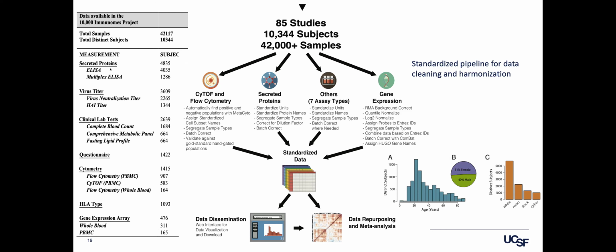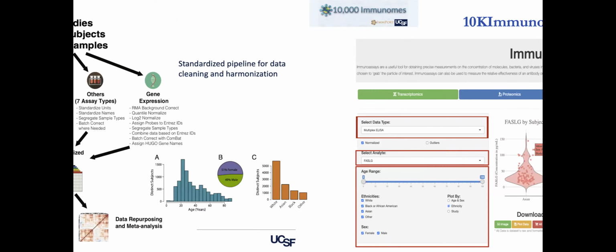So here is the list of the measurement types. As you can see here, in clinical labs, CBCs, metabolic panel. We also had questionnaire, cytometry data, HLA typing, gene expression array for whole blood and PBMCs. And so we built a standardized pipeline for data cleaning and harmonization. Once this data was standardized, we disseminated the data so that the community can also leverage this standardized, harmonized data for their own research.